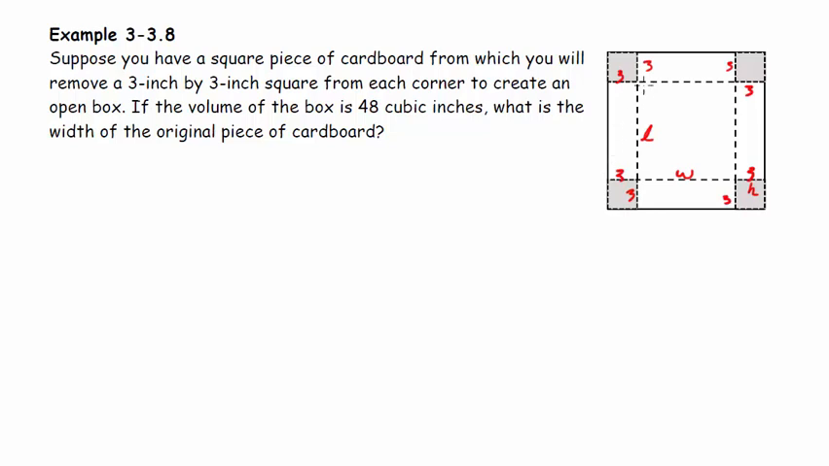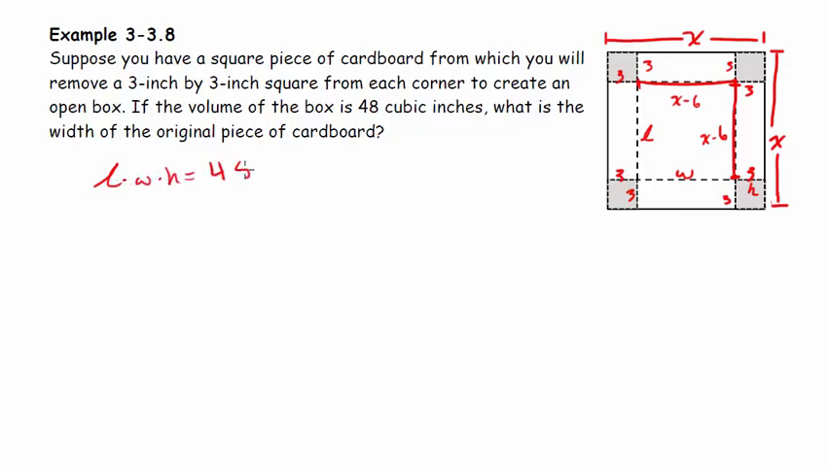Alright, the first thing I know is if this is a square that I started with, the width is the same as the length. Okay, so this piece right here, if I started with x and I subtracted 3 from each side, this is going to be x minus 6, as well as this is x minus 6. Okay, so if I think of volume, length times width times height is going to be 48. Well, here my length is x minus 6. My width is also x minus 6. And then my height, if I fold this up, that's going to be 3.